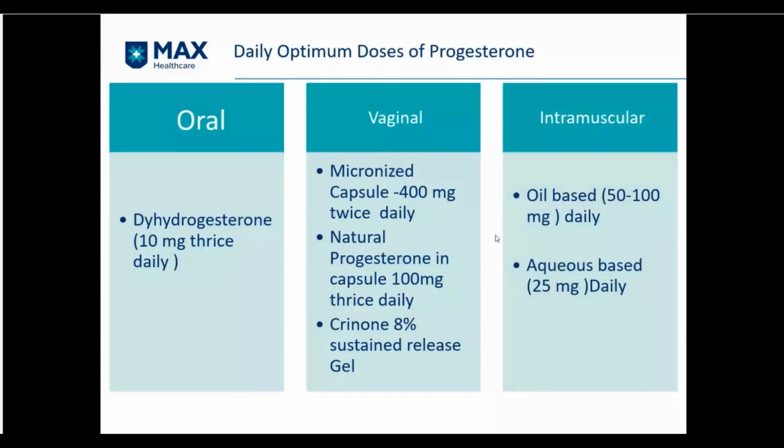Dose: they can be given either orally, vaginally, or intramuscularly. Oral is dydrogesterone. Vaginal we have micronized or the natural progesterone or the Crinone gel. And intramuscular, we have oil-based and water-based. Oil-based is to be given 50 to 100 milligram daily, and the aqua-based as 25 milligram daily.